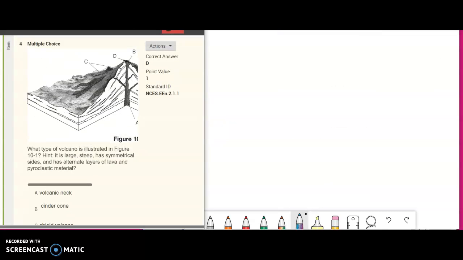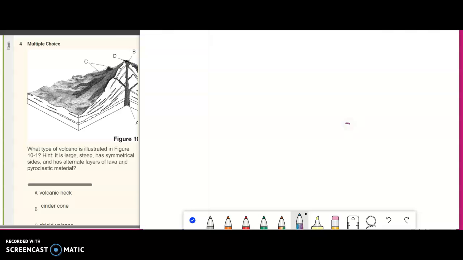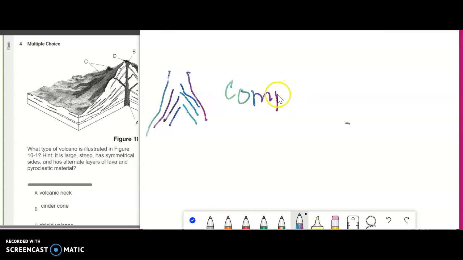Again, you've got the picture of your volcano. What type of volcano is illustrated here? And I gave you a hint. It's a large, steep volcano, has symmetrical sides, and alternating layers of lava. That was your biggie right there. It's very steep. It's got alternating layers of lava. The word that means layers is strata. Another name for a stratovolcano is a composite volcano because it's composed of 2 different layers. So composite and strata volcano are the same thing.